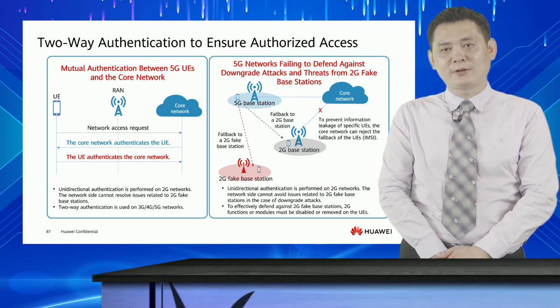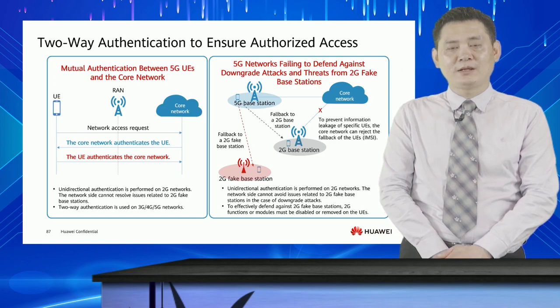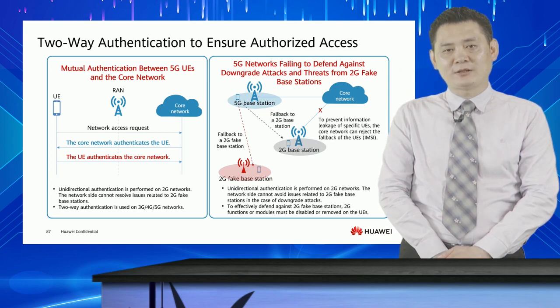Actually, this type of two-way authentication has been available since the 3G network. Two-way authentication is used on 3G, 4G, and 5G networks. In this case, there is no security threat from fake base stations. However, downgrade attacks may still exist. That is, there may be a fake 2G base station. It enables a 5G UE to fall back to the 2G network in some cases. After the 5G UE is connected to the fake base station, user data may be stolen.